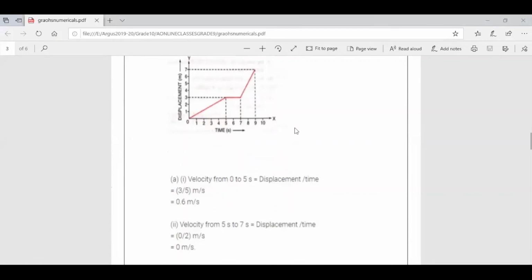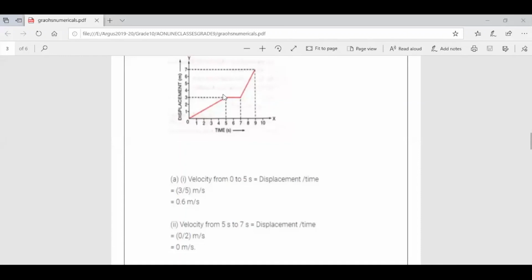Now how do I find velocity from 0 to 5 seconds? I have to find the slope of the graph. Now see how to find the slope. 0 to 5 means you are talking of this line. So from your slope, go this side. 3 minus 0, 3. Now from here come down to the time axis. 5, and from here 0. 5 minus 0. So 3 upon 5.